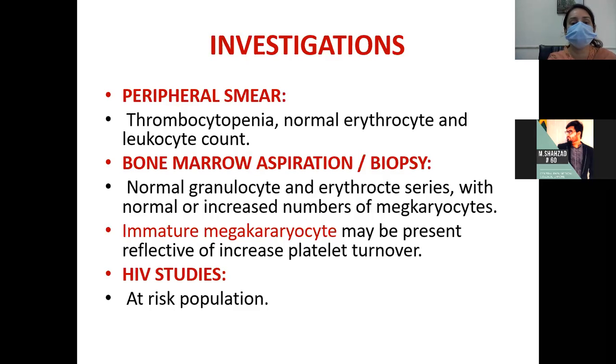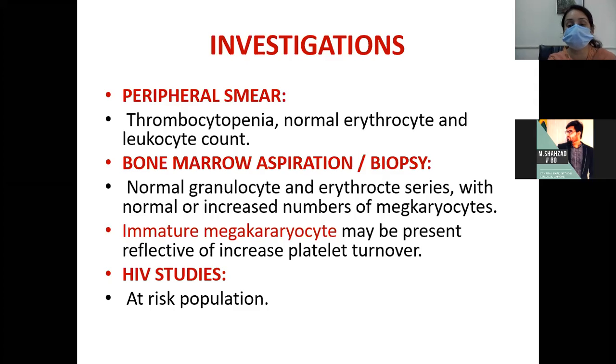On the peripheral smear, there will be thrombocytopenia, and there will be normal erythrocyte and leukocyte count. The next investigation that we can do is bone marrow biopsy or bone marrow aspiration. You can just remember we will do the bone marrow biopsy. There will be normal granulocyte and erythrocyte series with normal or increased numbers of megakaryocytes.